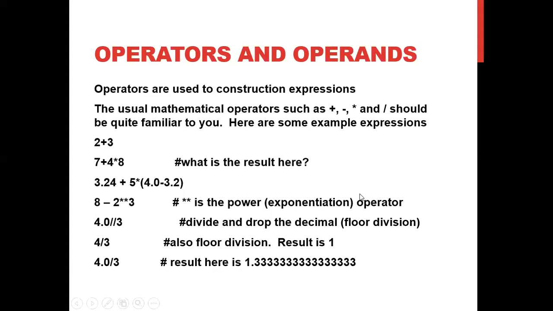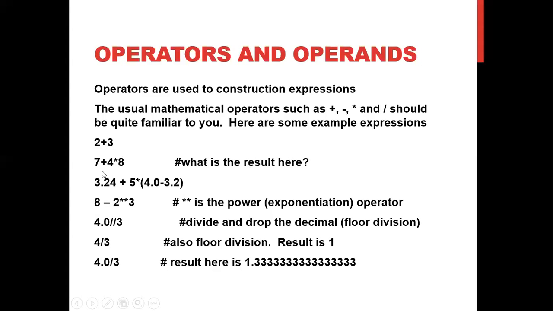Next, coming to the operators and operands in Python. Operators are the mathematical symbols which specify some mathematical computations. Operands are the data items on which we perform the operations. Some of the mathematical operators are plus, minus, multiplication, division. So many arithmetic operators are there. For example, 2 plus 3. The result of this 2 plus 3 is 5.